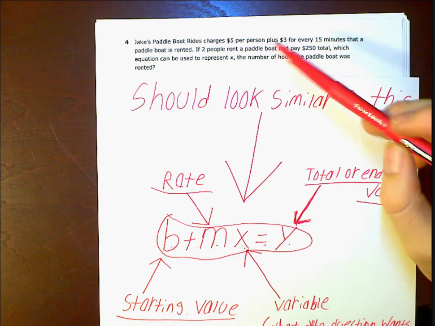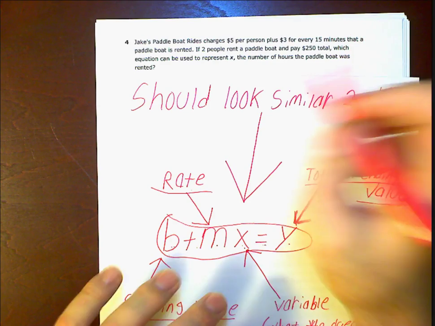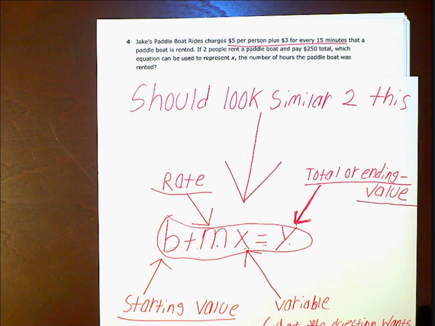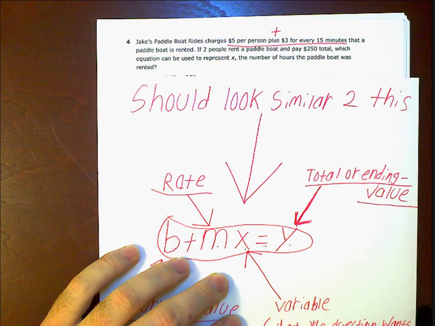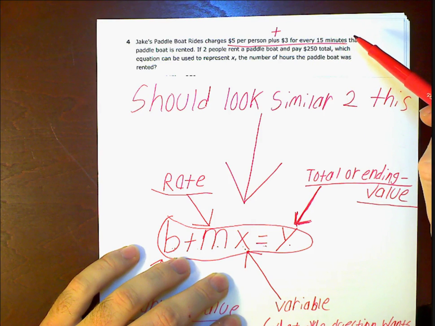Okay, so Jake's paddle boat ride charges $5 per person plus $3 for every 15 minutes. So right there I can tell a lot of information. They give us a rate and a starting value there. The total amount you will pay is $5 plus. So they just told us our operation. So right above plus, I can just write a plus sign. So it's not subtraction, it's addition. So $3 for every 15 minutes.